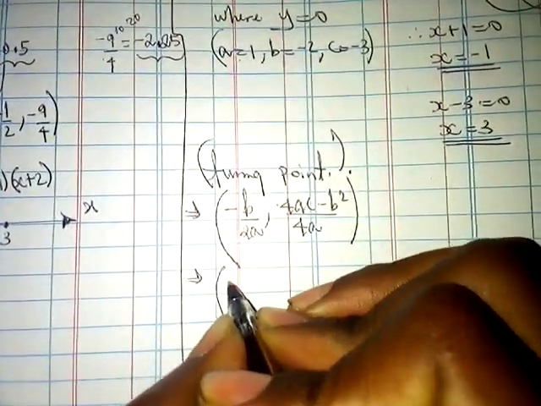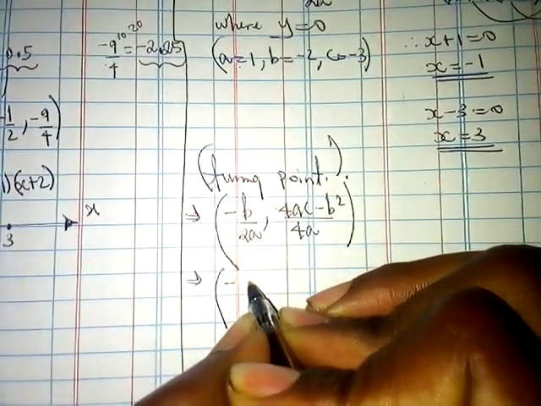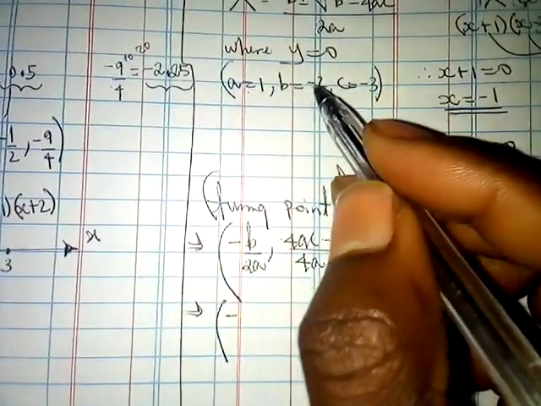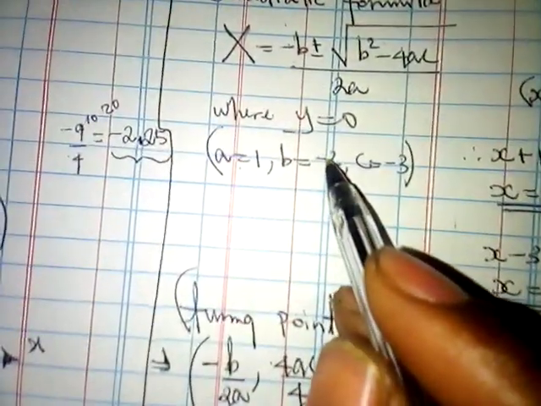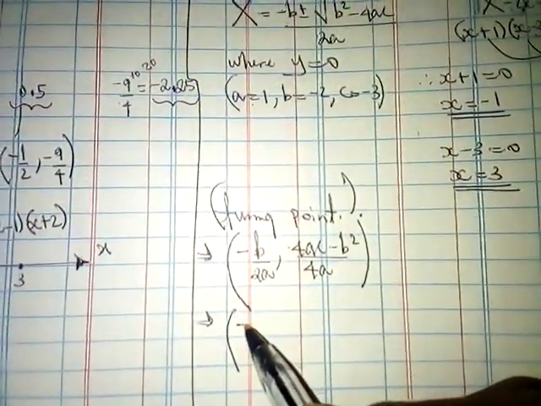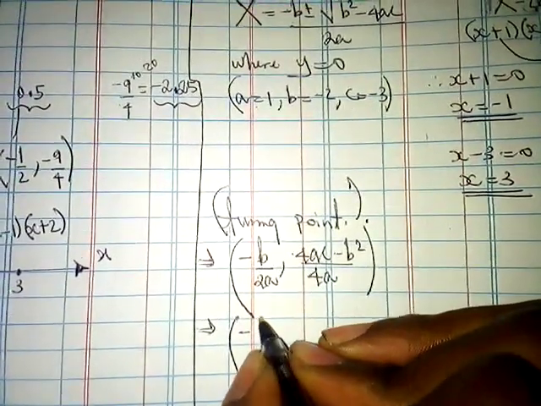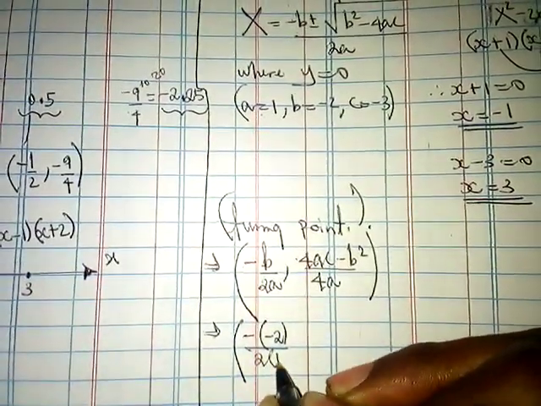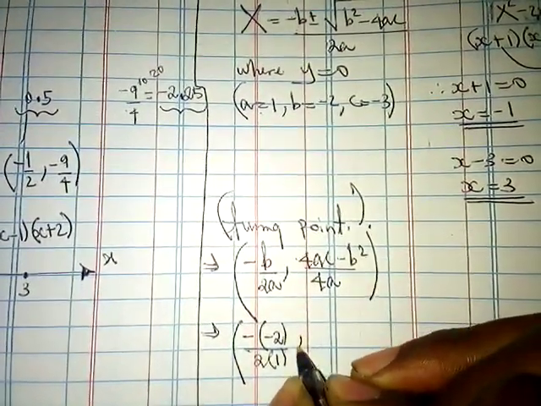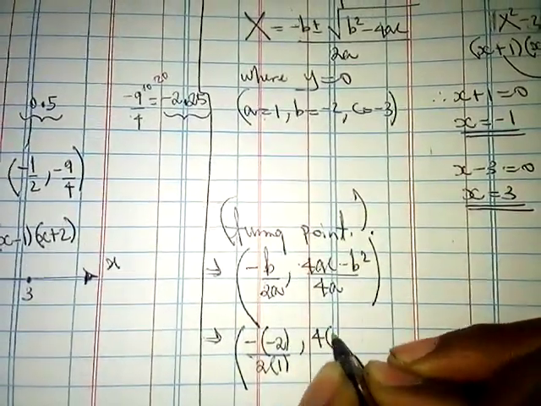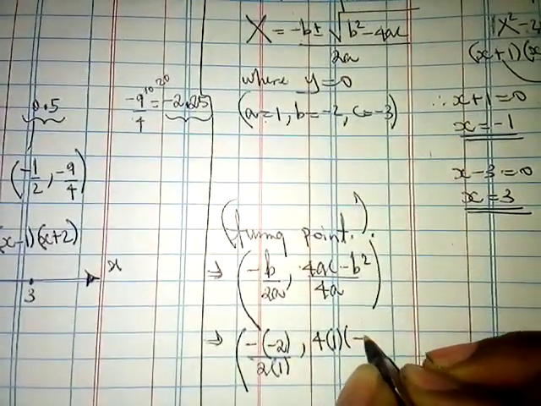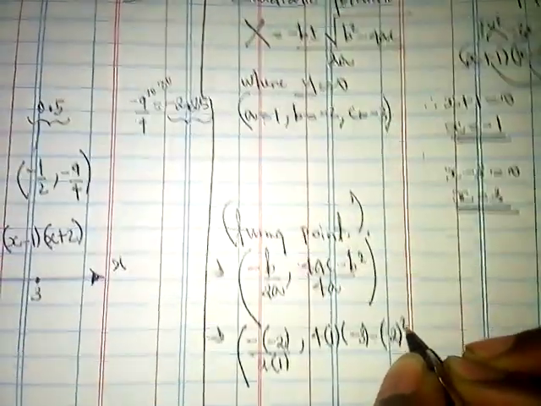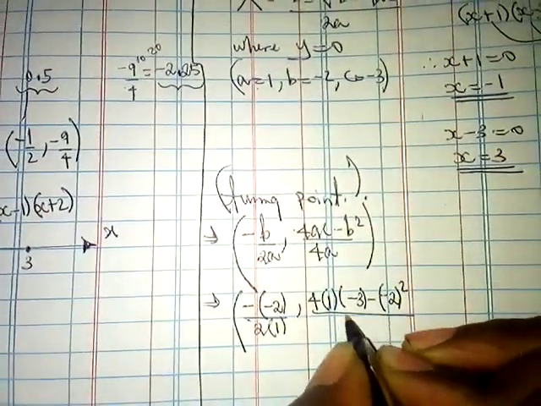Watch. Don't just say negative 2 directly, because subconsciously someone can just be like, okay, negative 2 like that. Well, signs need to be observed. This is negative 2, and there is a negative. It's part of the formula. So open your brackets and then you say negative 2 over 2, your a is 1, comma 4, your a is 1, your c is negative 3, minus your b, watch, negative 2 squared, and then the whole of this thing is going to be over 4a.